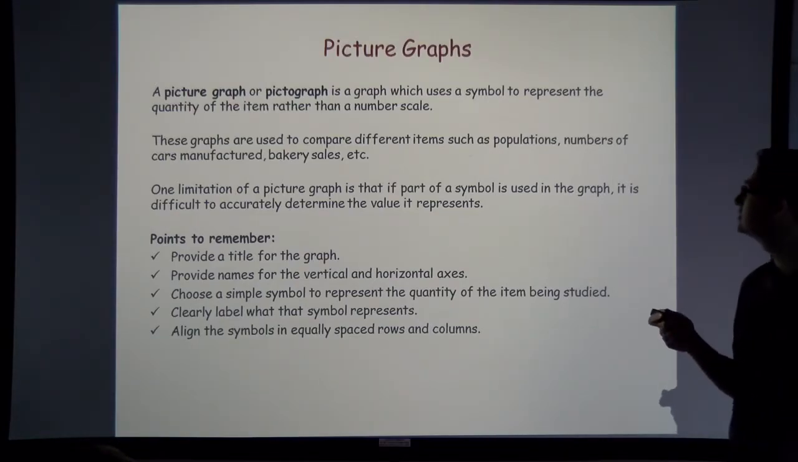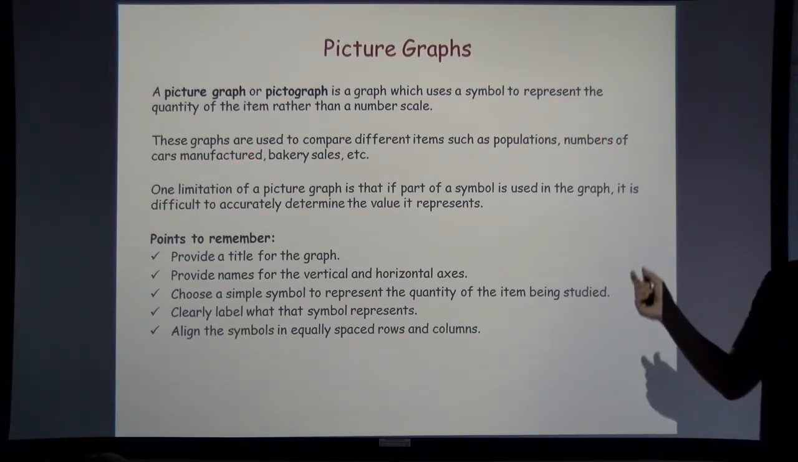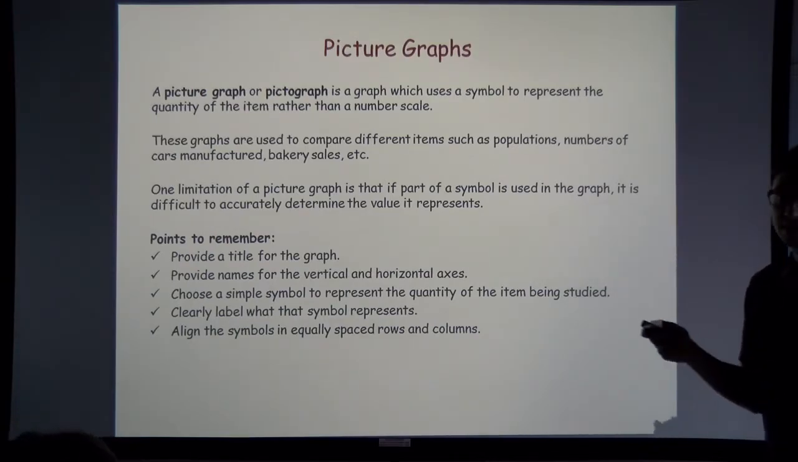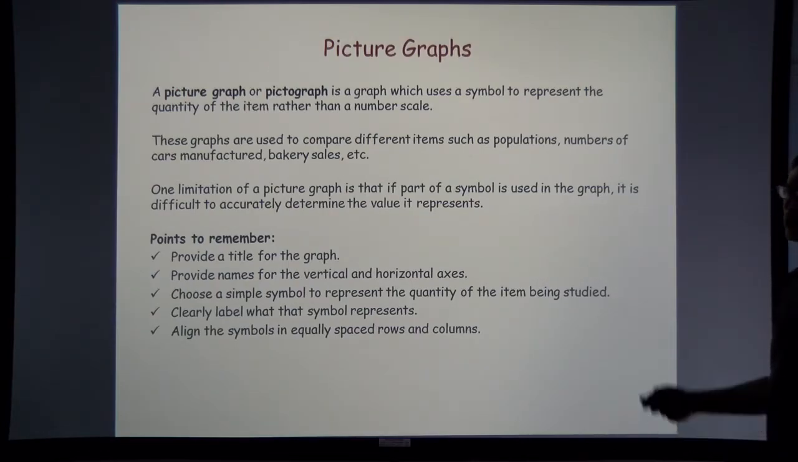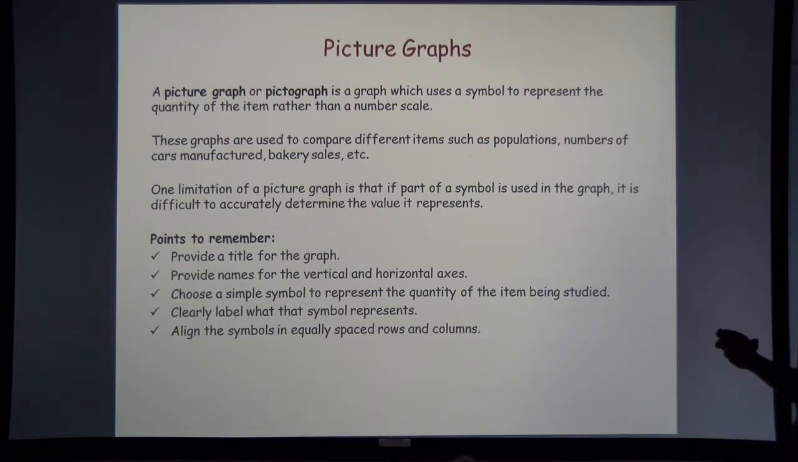So for instance, let's say we were talking about numbers of cars manufactured, and we were drawing a pictograph, and we were using mini cars as our symbols. If we said Ford creates 9.5 cars per hour, you could draw 9 cars, but the half a car is kind of hard to represent.